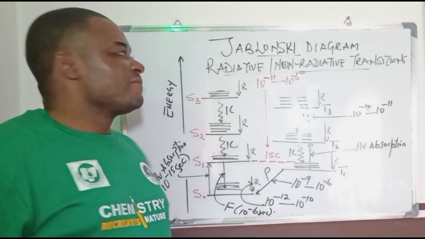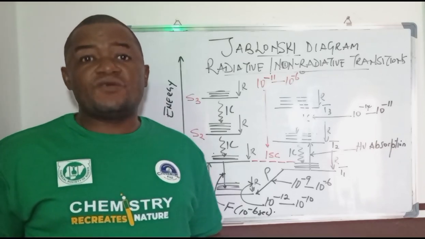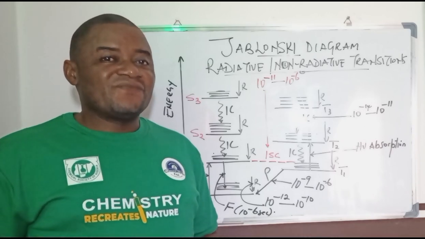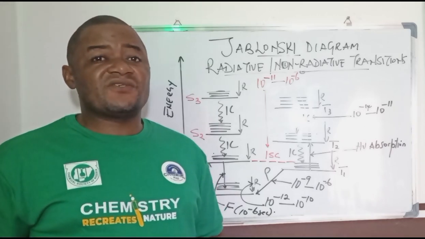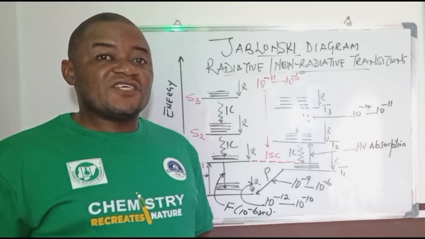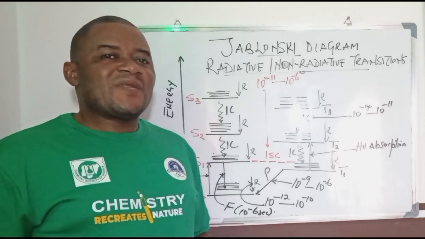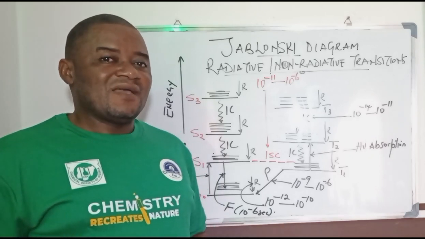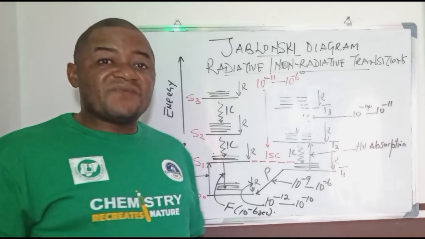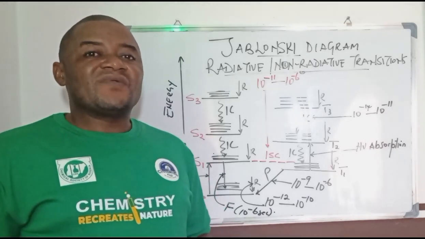Now, when we talk about the Jablonski diagram, let us first have an overview of what photochemical reactions are. Do you know that photochemical reactions are different from thermal reactions? Photochemical reactions have much to do with radiation, with light. Thermal reactions can take place in both light and dark conditions. Photochemical reactions are specifically reactions that come about by the presence of light radiation.